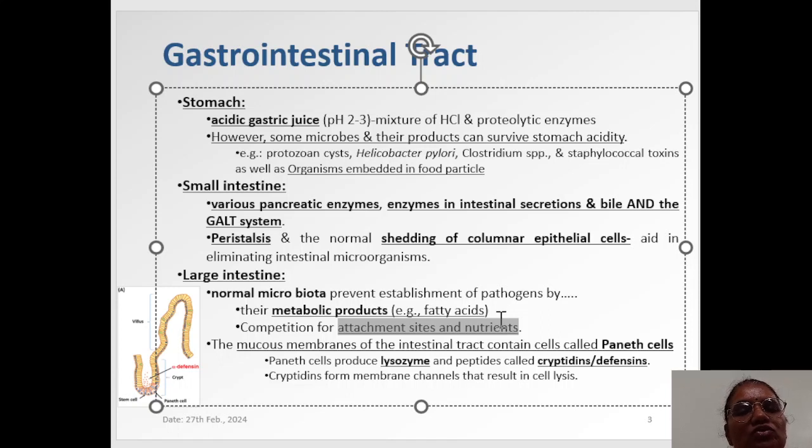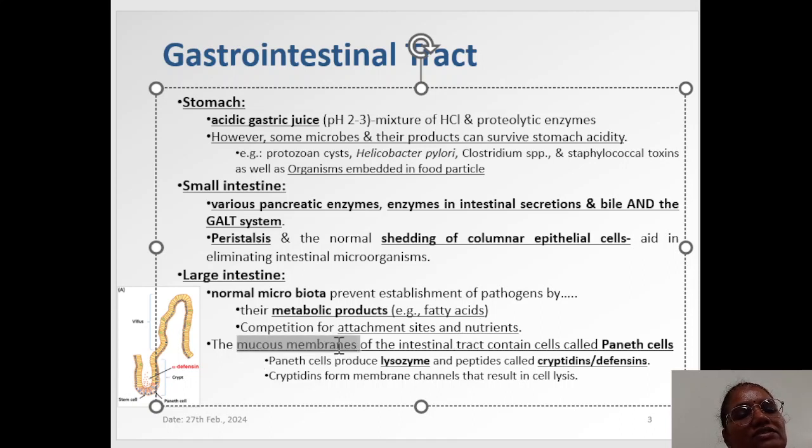For the pathogen to establish, the first mechanism will be attachment at the site of entry, right? So they may provide competition in the form of preventing them from attaching to the intestinal lumen, and they also have competition with respect to nutrient availability. So these competitions make this area unfavorable for the pathogen to sustain.